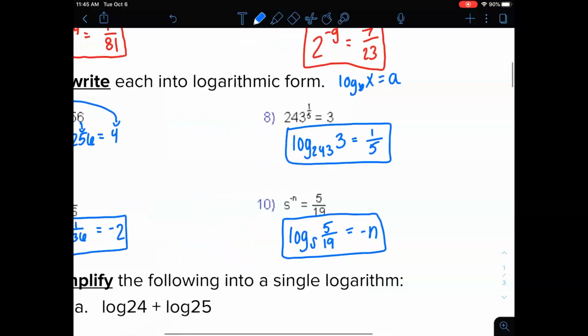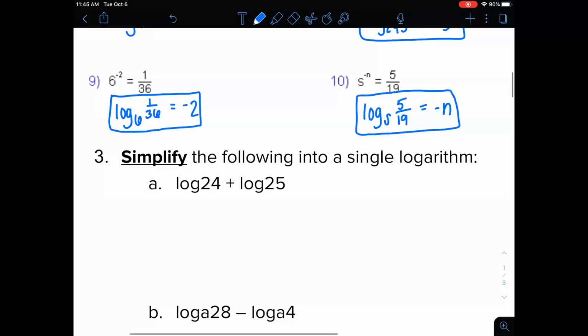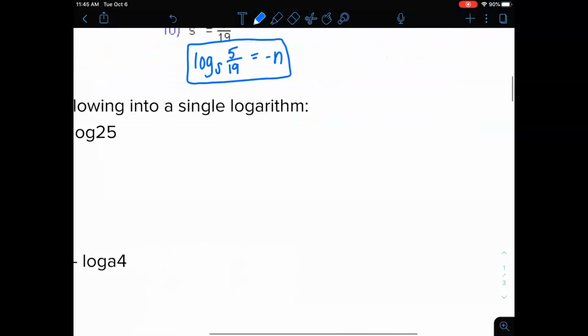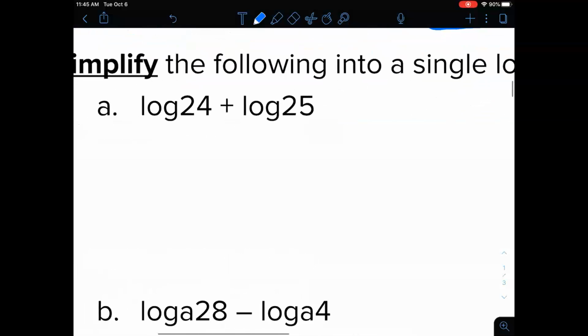All right. So again, that's all I was asking for in number 2. Now, looking at number 3 here, I'm having to simplify into a single logarithm. So again, all I want is a single logarithm in the form log base x equals a. That's what I'm looking for, a single logarithmic expression.